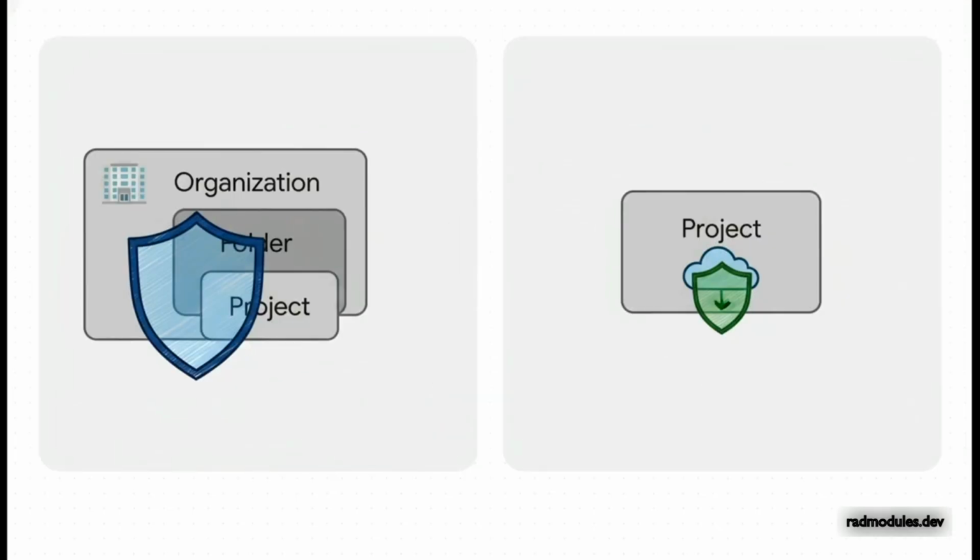Now, a really common point of confusion, and something that's very likely to pop up on the exam, is the difference between these 2 types of firewalls. And honestly, it all comes down to scope. Hierarchical firewall policies are set way up at the organization or folder level. Think of these as your company-wide security rules. VPC firewall rules, on the other hand, are applied down at a specific network inside a single project for more granular control. The exam will definitely test if you know which tool to use based on the required scope.